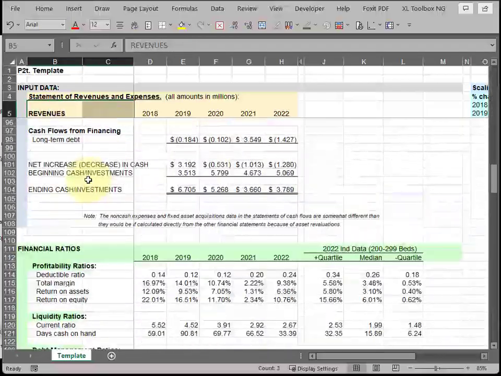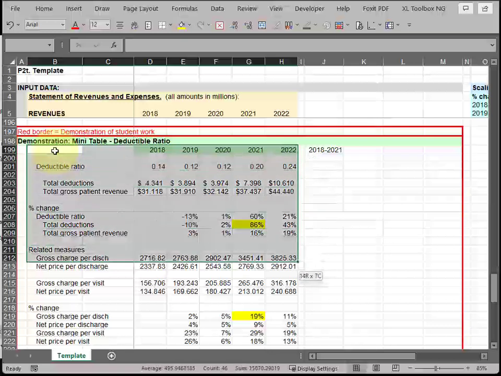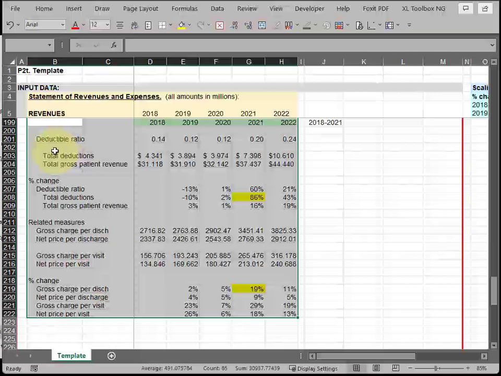You've got a mini table right here. It kind of tells a lot of the story. So what we can do is highlight that right there. That's the mini table, and this is what you're going to want to put in a document. And so how do we get that into Word?